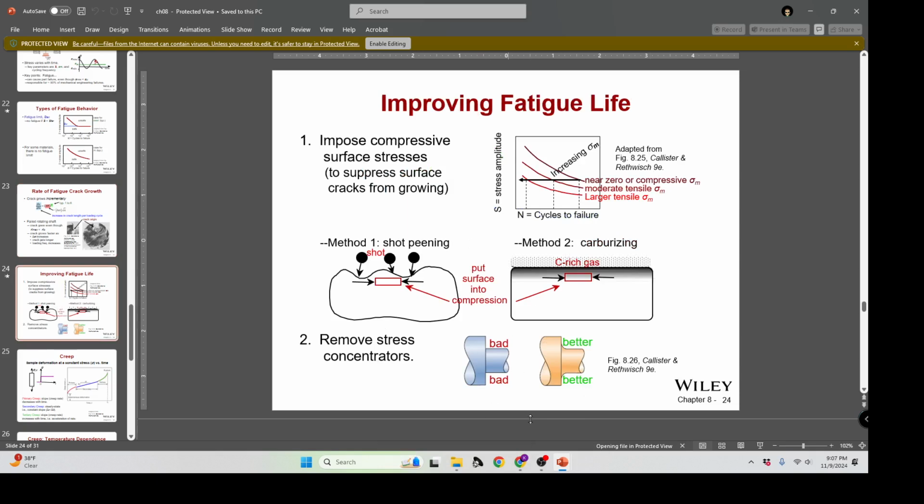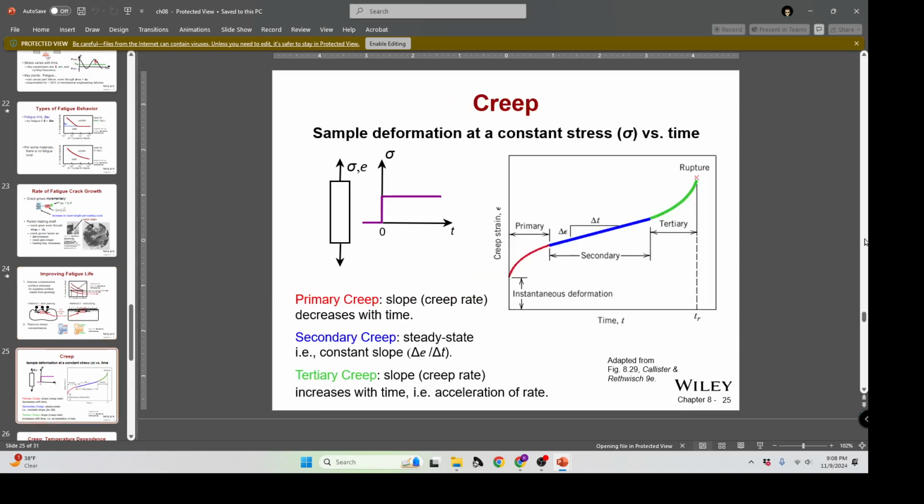We can change the surface by a few different mechanisms and change our design. We can do some other processes, carburizing and all sorts of things, changing surface materials, and that's how we do case hardening and all kinds of stuff.